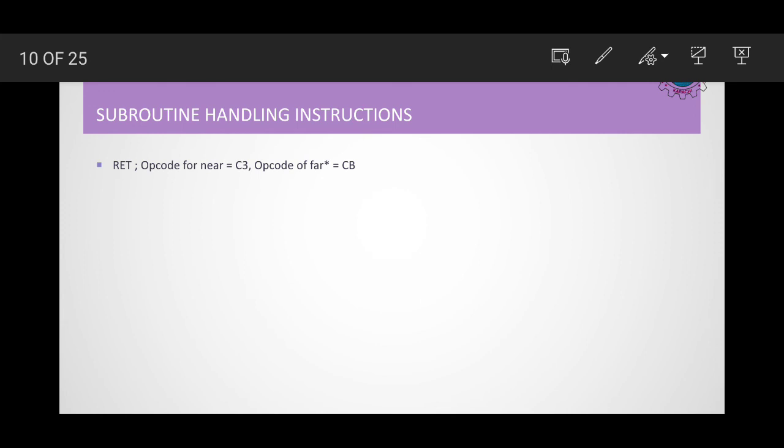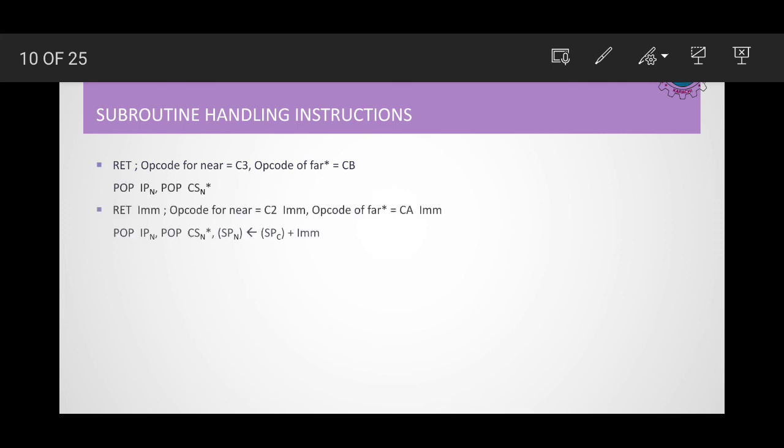Now we are having return instructions. Return instructions are of two types, as we were having two types of call instruction, near and far. So return instruction will also be of two types, near and far. If you are having a subroutine that is called by a near call, in the end you will be writing a return that will be a near return. So opcode for near return is C3, or otherwise if you have called subroutine by using a far call instruction, then return instruction will also be a far return, and opcode for far return is CB.